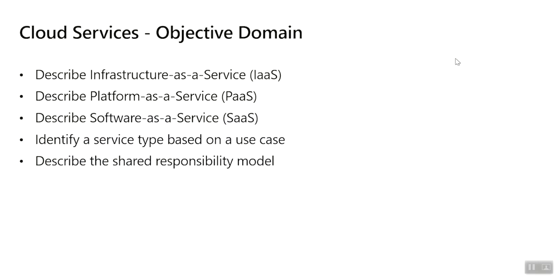Cloud services. We actually have 3 different types of cloud service models. The first one being IaaS, which is infrastructure as a service. The second one, PaaS, which is platform as a service. And then we have SaaS, which is software as a service. Each contain different levels of managed services. You can use a combination of these types of services depending on what you require.